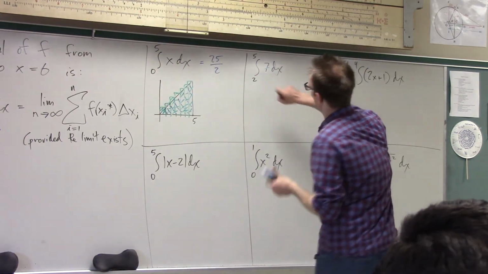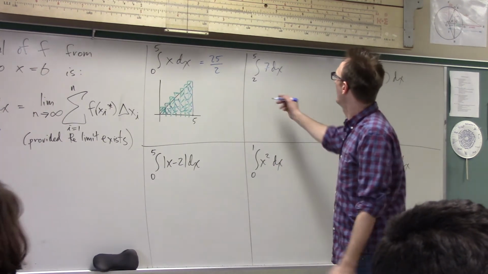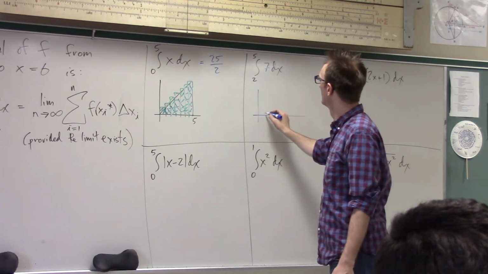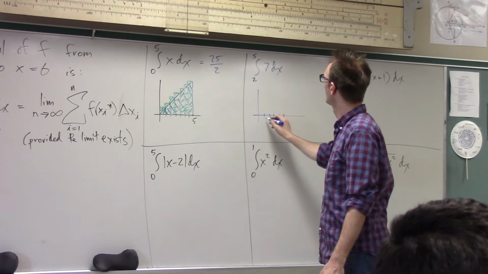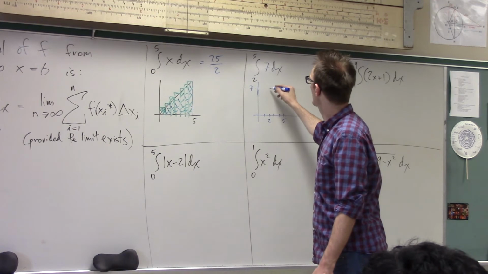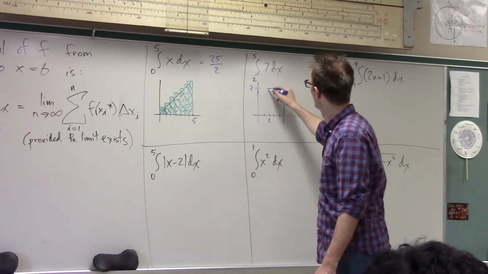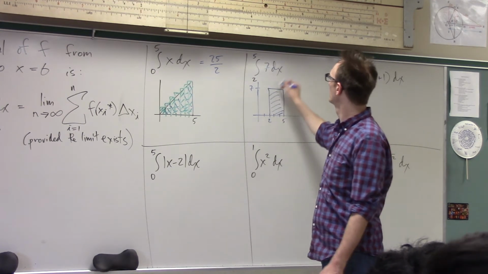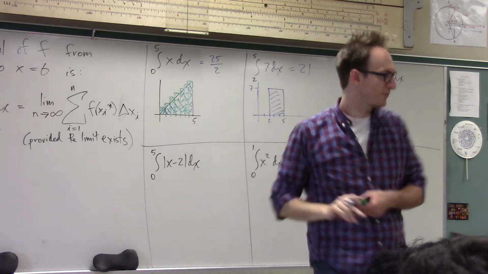Okay, good, keep going. What's this one? Yeah, exactly. 1, 2, 3, 4, 5. There's 2, there's 5. 7 is way up here. So this is just the constant function 7 from 2 to 5. So it's just a rectangle. Okay, go. Do the rest.